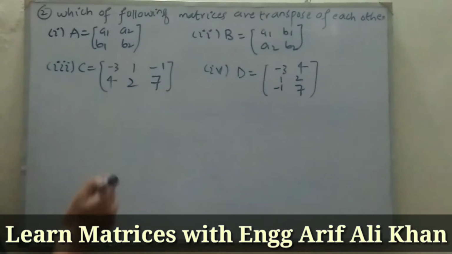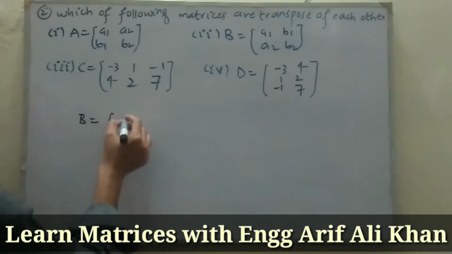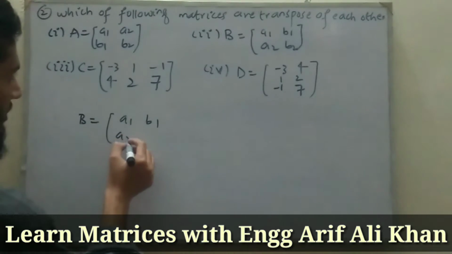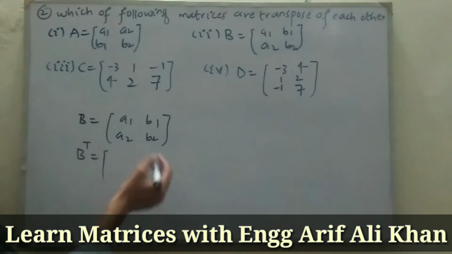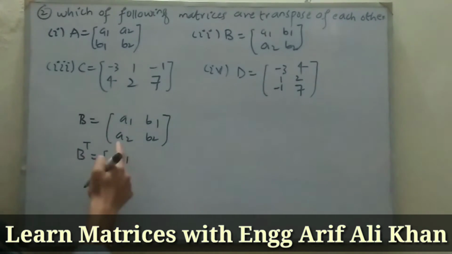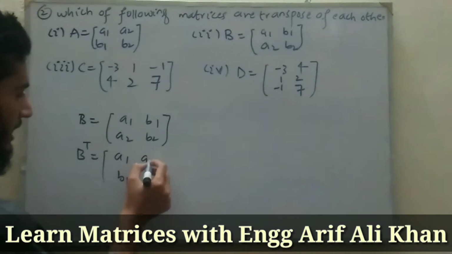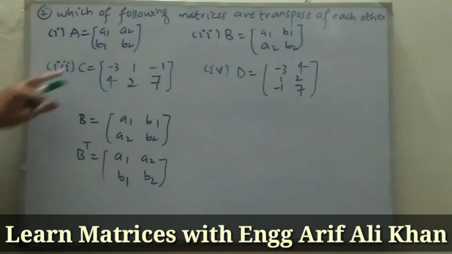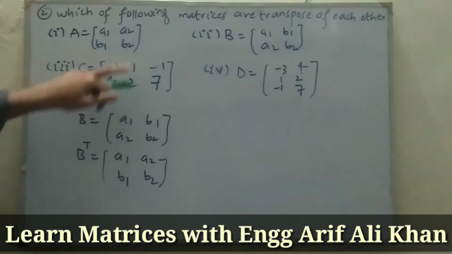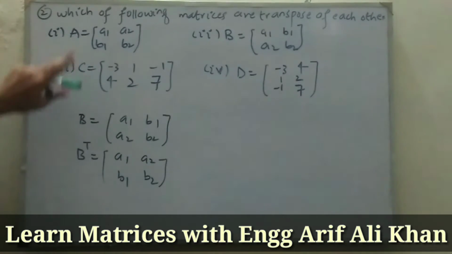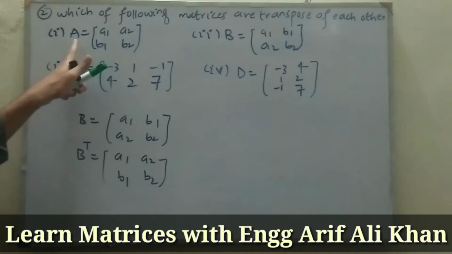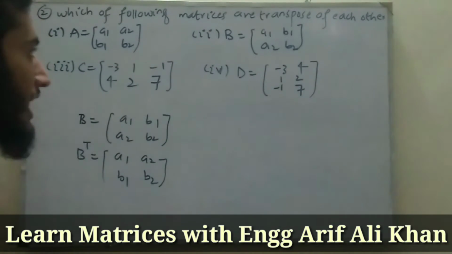So our B matrix is A1, B1, A2, B2. So its transpose will be B power capital T is equal to, here A1, B1 is in a row, so it will convert into a column, it becomes A1, B1. A2, B2 is in a row, it will convert into a column, so it becomes A2, B2. So if we look at the A matrix, it is A1, A2, and B1, B2. So the B matrix transpose and the A matrix are equal to each other. So it means that the A and B matrices are the transpose of each other.